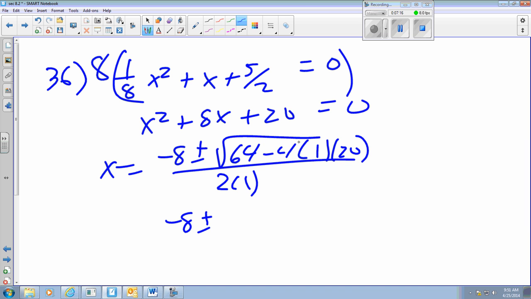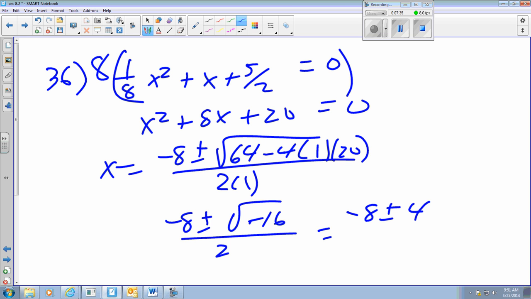Simplifying that, starting on the inside here, negative 4 times 1 times 20 gives me negative 80. Negative 80 and 64 gives me negative 16. Notice we get a negative in here this time. Simplifying that, both parts of that can come out: square root of 16 is 4, square root of negative 1 is i. And let's divide everything by 2: negative 4 plus or minus 2i.